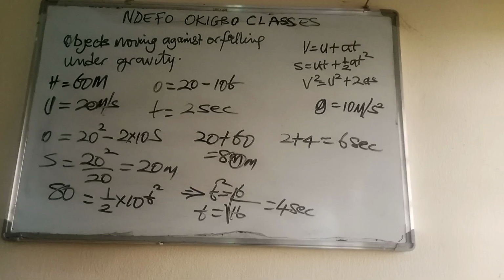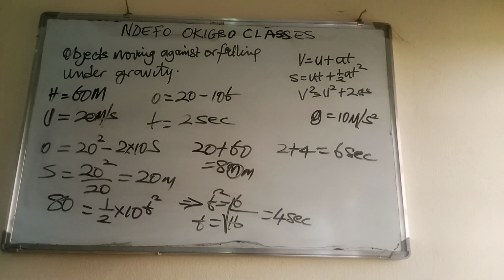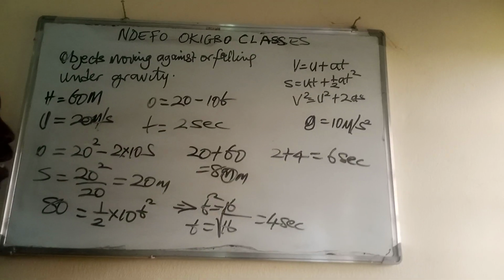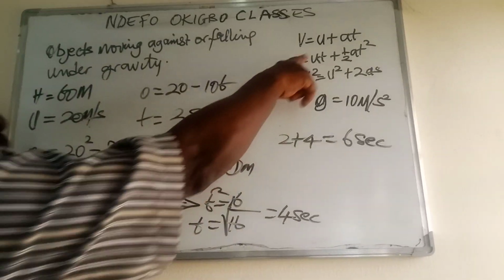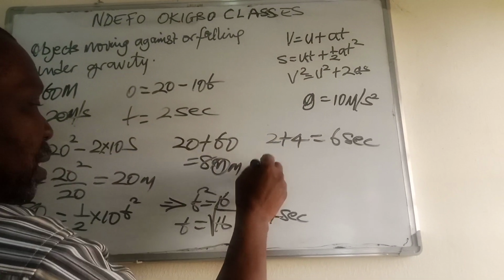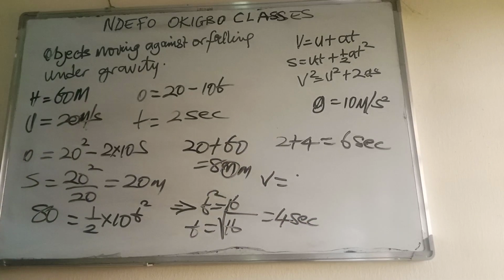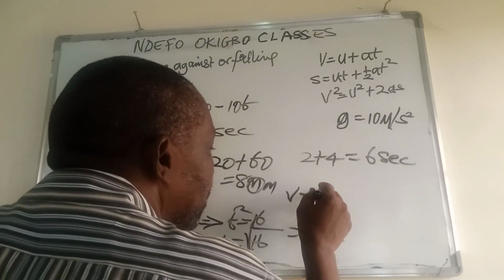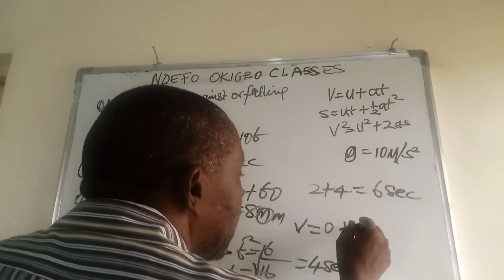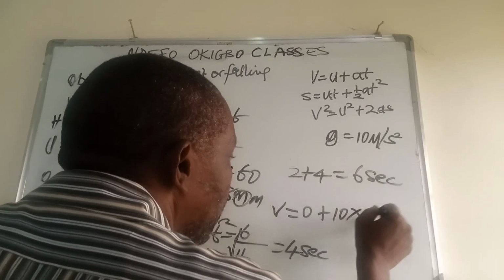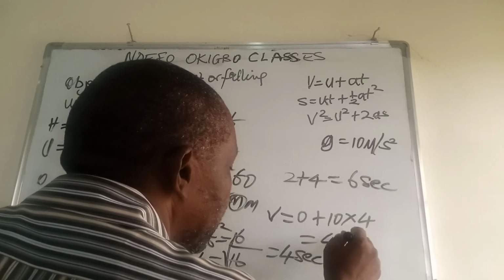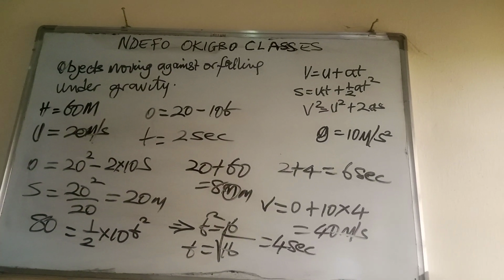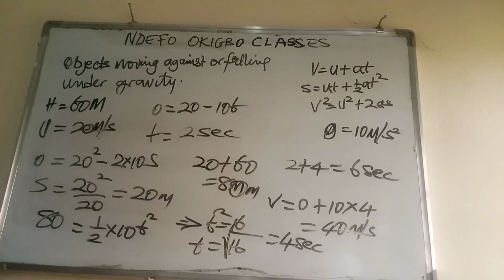Now, the question says we should find the velocity he used to hit the ground. It is simple. Because at the top, when he starts coming down, u will be 0, we can use the first equation. v is equal to u plus at. u is 0, 0 plus, a normally is 10, times the time he used to get to the ground, which is 4. So v is equal to 40 meters per second. The velocity used to hit the ground is 40 meters per second. So the thing has been solved.